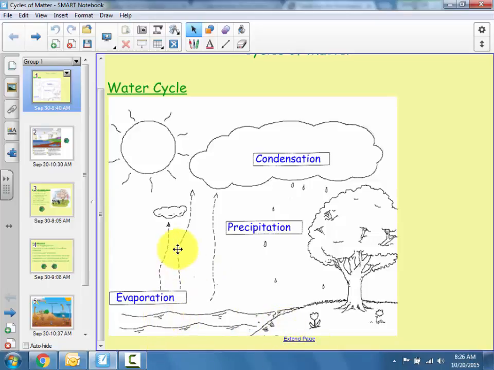Eventually that will evaporate. As that evaporates and goes up into the air, it condenses, so it goes from a gas into a liquid form, and it makes a cloud. So clouds are actually made up of liquid water. They're just really tiny droplets, and then when those droplets kind of get together and become heavy enough, they will fall again as precipitation. So you've got your evaporation, condensation, precipitation, and back to evaporation again.